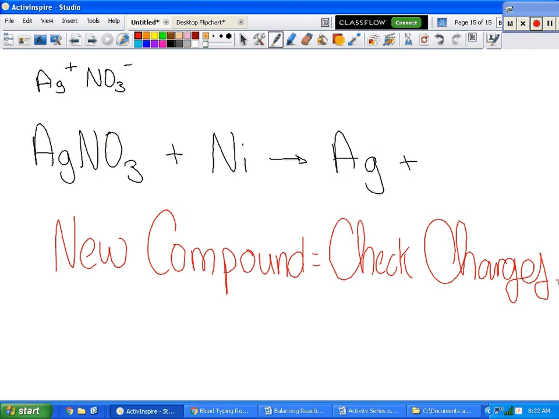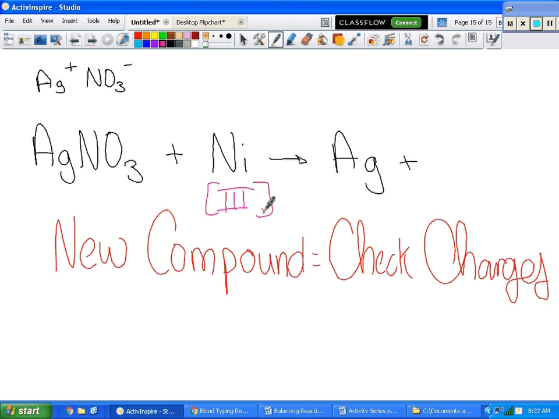Before you guys leave, this is next year's grade. So if you put this year, you may want to come up here and change it at the very end. Okay? So we're going to pretend that this is nickel 3. On the test, I will tell you which nickel it is, whether it's nickel 2 or nickel 3 or iron 2 or iron 3 or lead 2 or lead 4 or whatever. I will tell you what the charge is, so you don't have to worry about that.